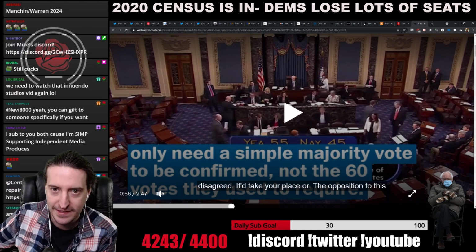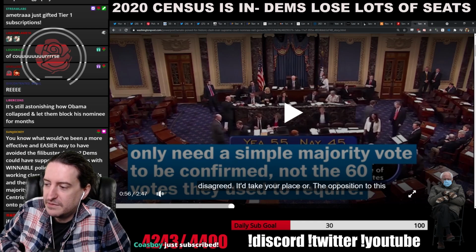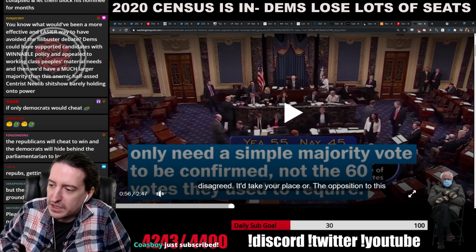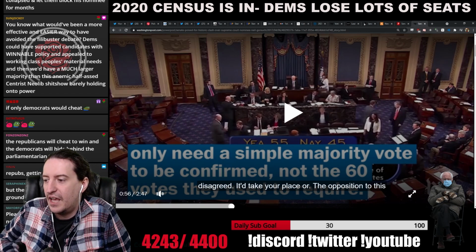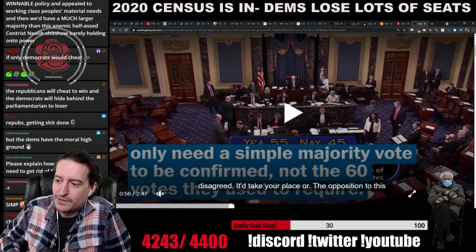You know what would have been a more effective and easier way to have avoided the filibuster debate? Dems could have supported candidates with winnable policy and appealed to working class people's material needs. And then we'd have a much larger majority than this anemic, half-hand, centrist neolib shit show barely holding on to power.